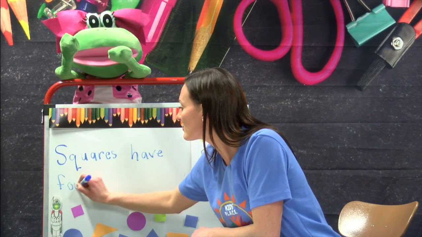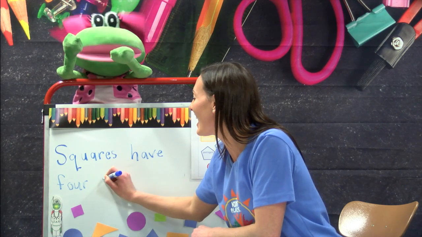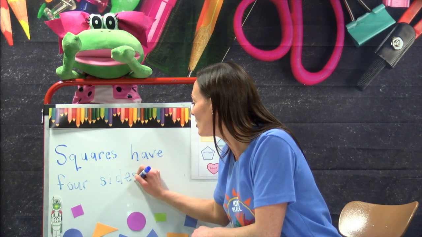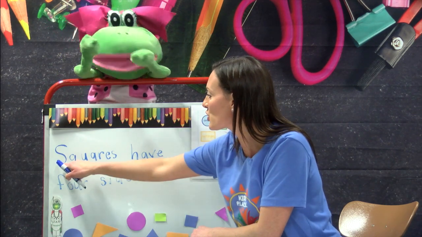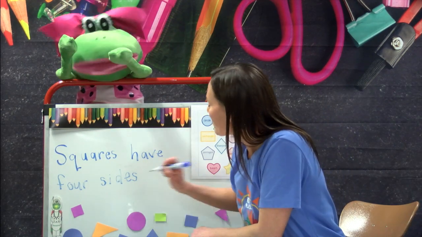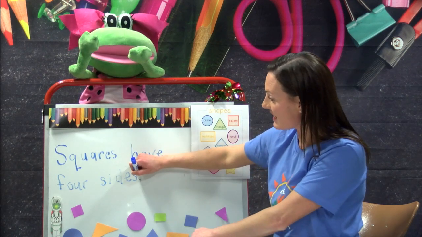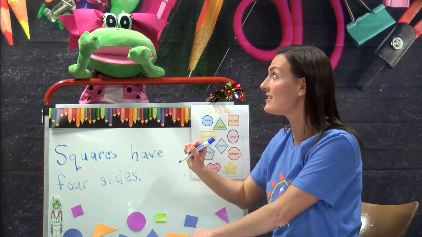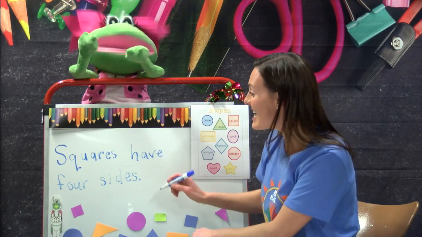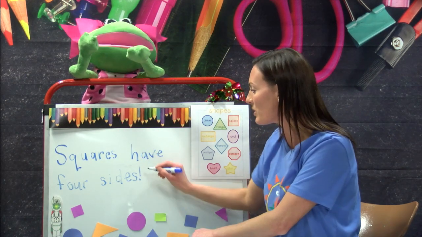4, and there's that sound again, sides. S. It's an S. 4 sides. Look at that. Look at all these S's. Squares and sides. That sound S. What goes at the end of my sentence, Franny? A period. A period at the end. And if we were really excited about it, then what would we put? That's called an exclamation point. If we were really excited about squares having 4 sides, we would do an exclamation point.